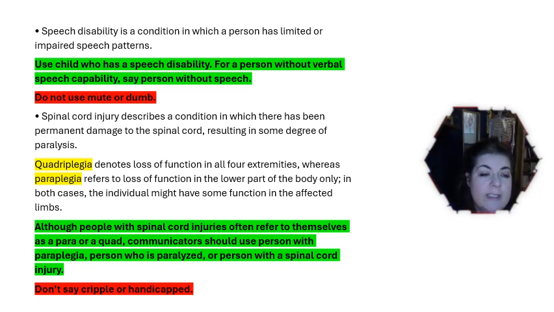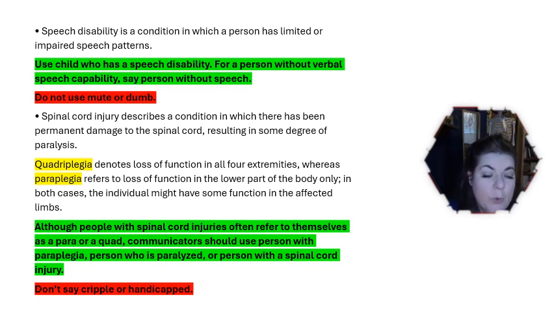Spinal cord injuries describe a condition in which there has been permanent damage to the spinal cord, resulting in some degree of paralysis. All right, quadriplegia denotes loss of function in all four extremities, so neither arm nor leg works. Paraplegia refers to loss of function in the lower part of the body only, so the lower half is not working. In both cases, the individual might have some function, mild function, in the affected limbs.